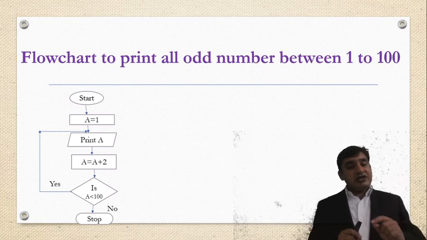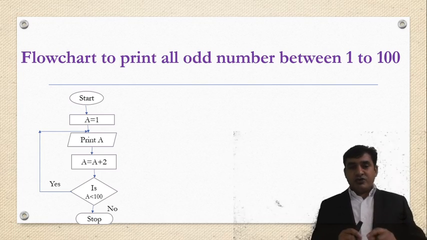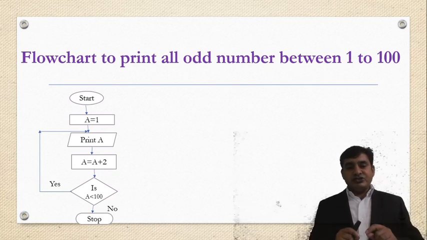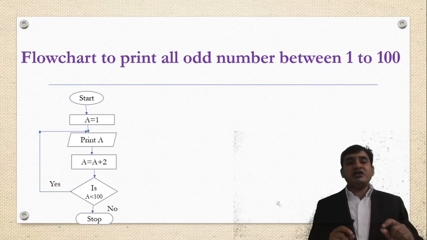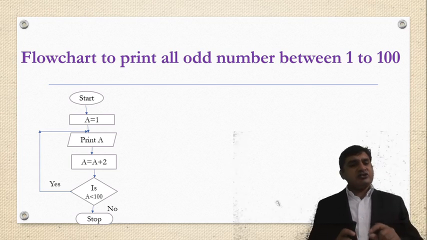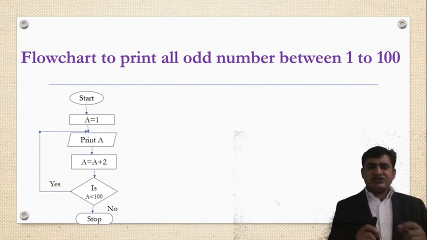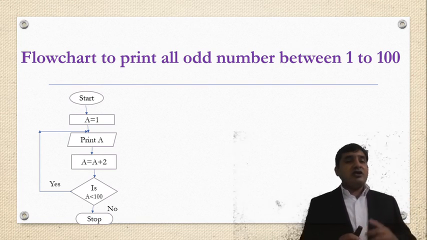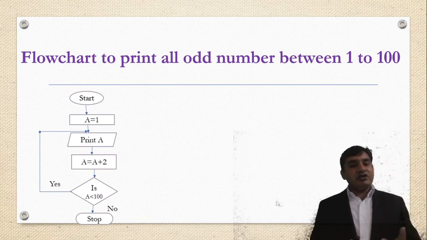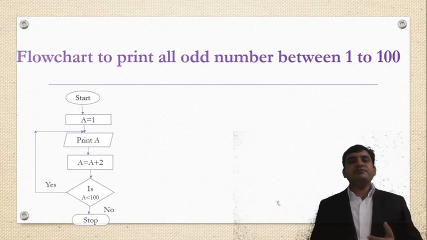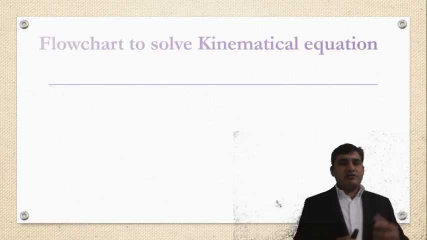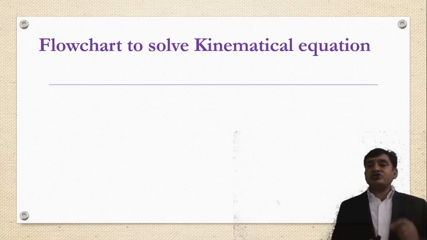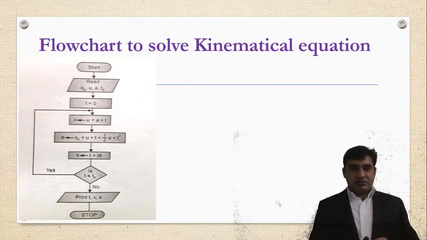Now next is stop. For that we use the horizontal cylinder. So horizontal cylindrical shape is used for beginning and end of the flowchart. Okay. Now next flowchart is flowchart to solve kinematical equation.